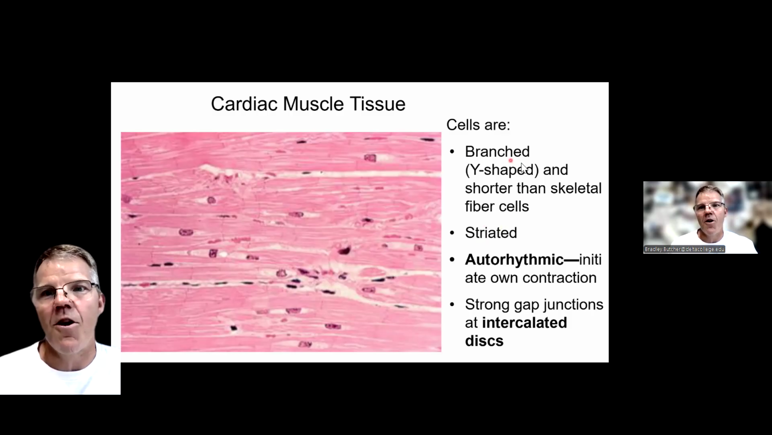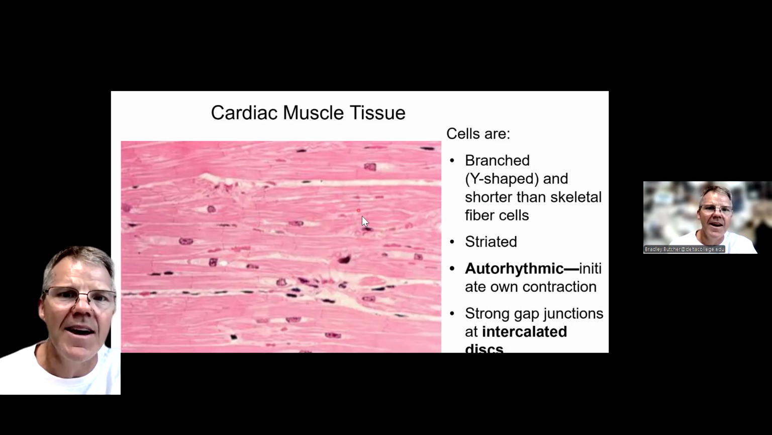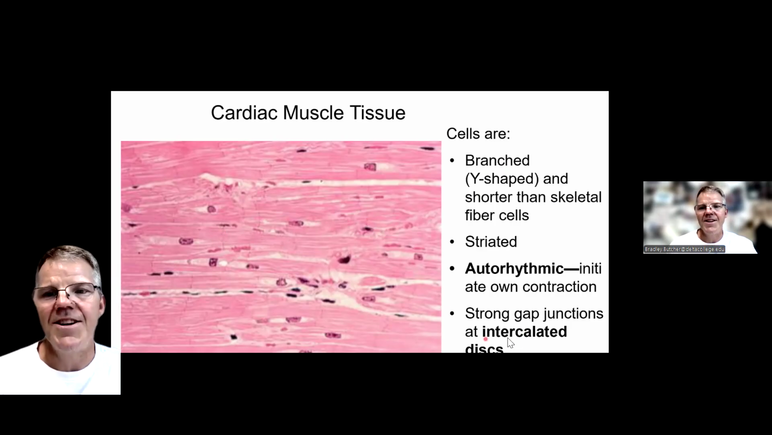The cells in here are branched, sort of Y-shaped. You can see that if you look in there. And they're typically smaller or shorter than skeletal muscle fibers. One thing I want to point out in here, if you look in here, you'll see these faint lines every once in a while. And these faint lines are called intercalated discs. These intercalated discs are actually little channels that allow electrical signals and nutrients to be shared between muscle cells.